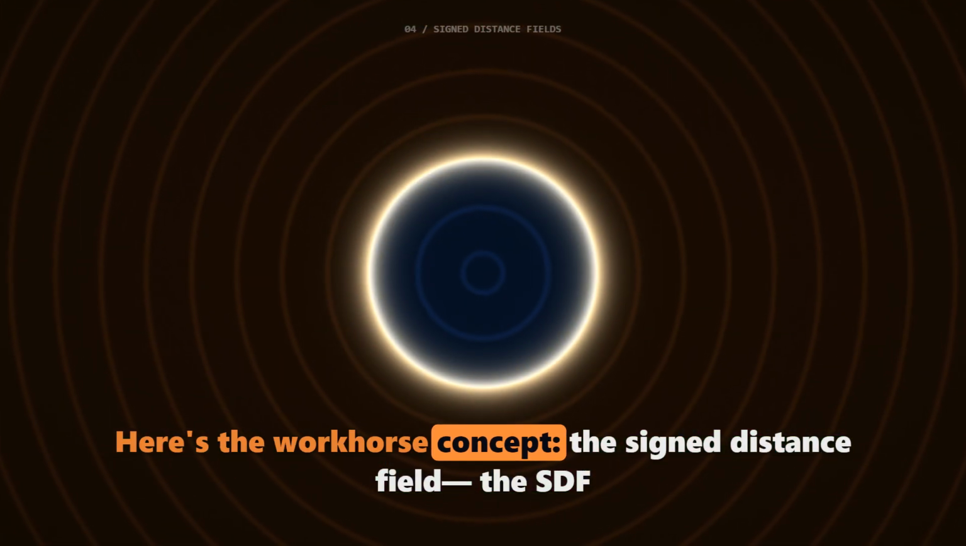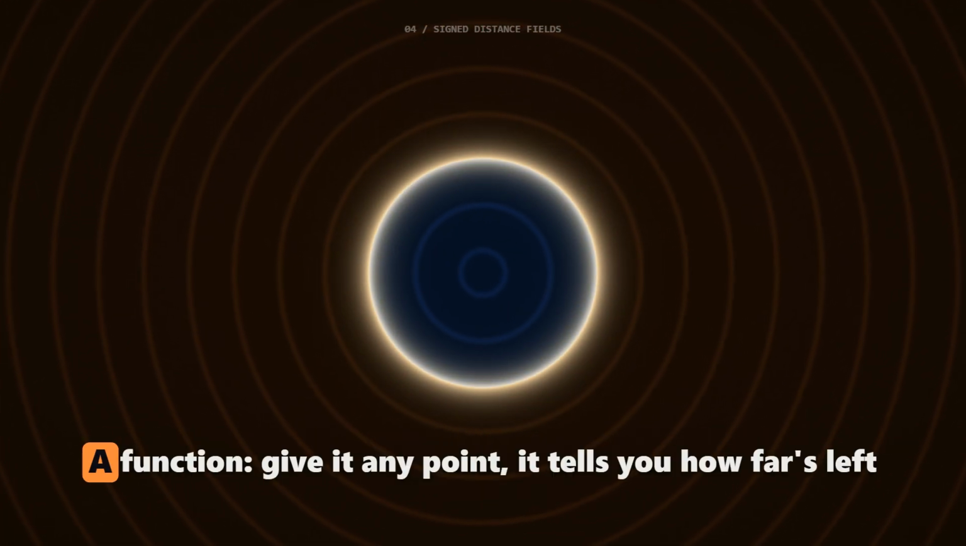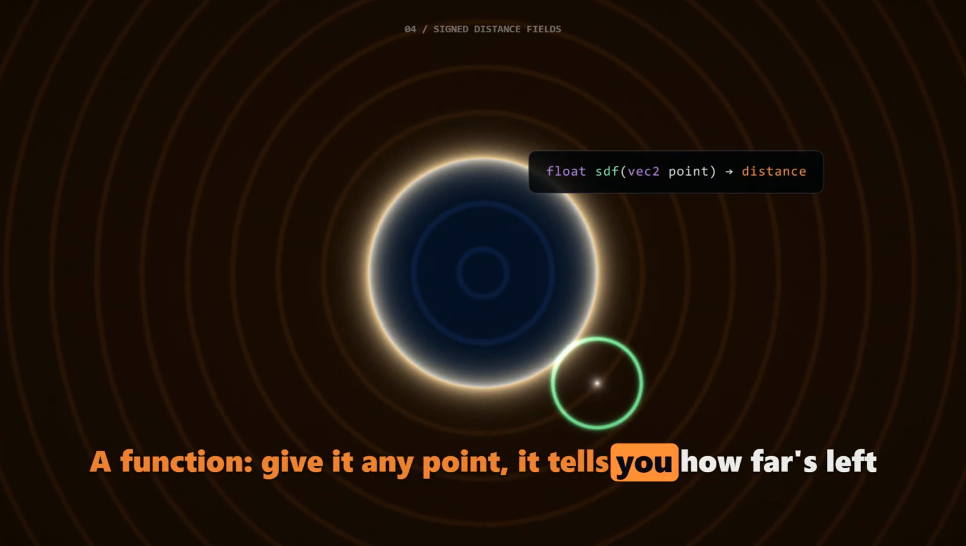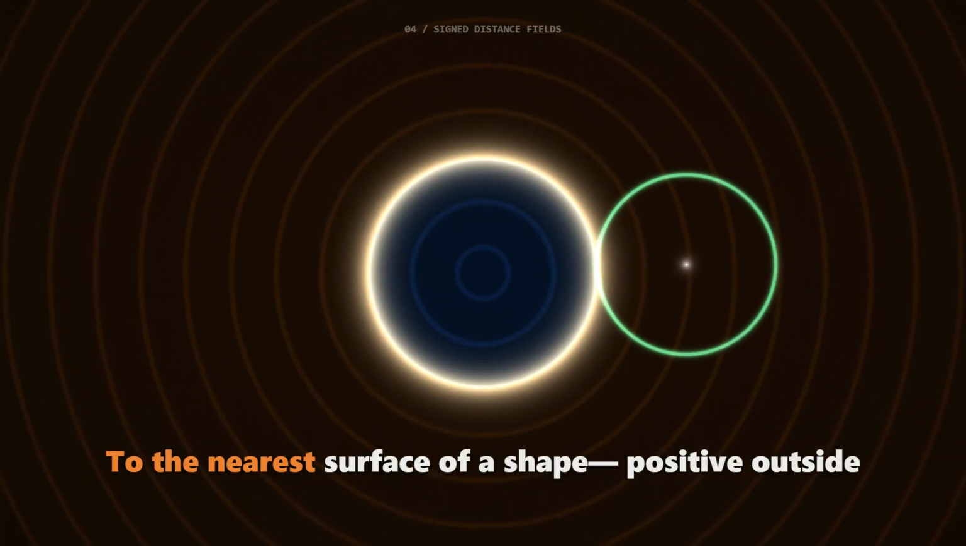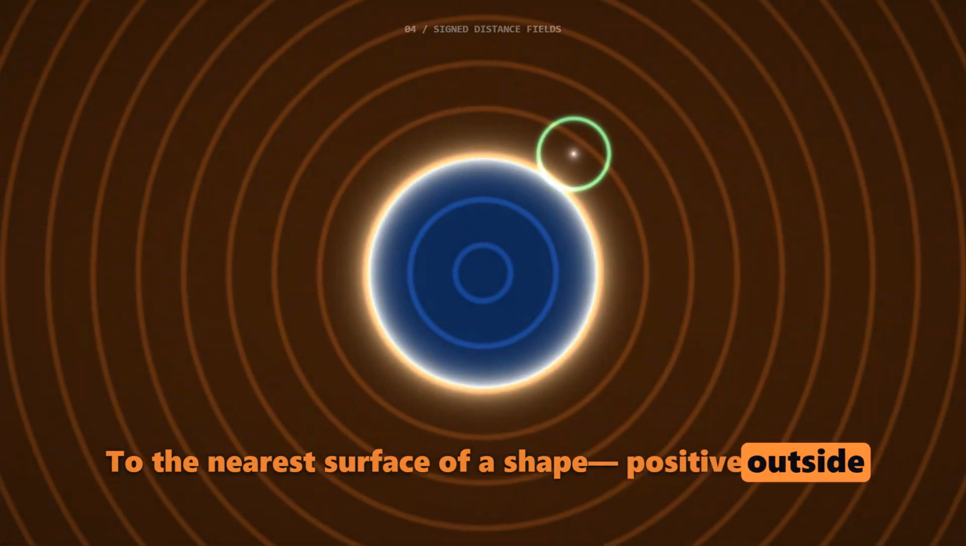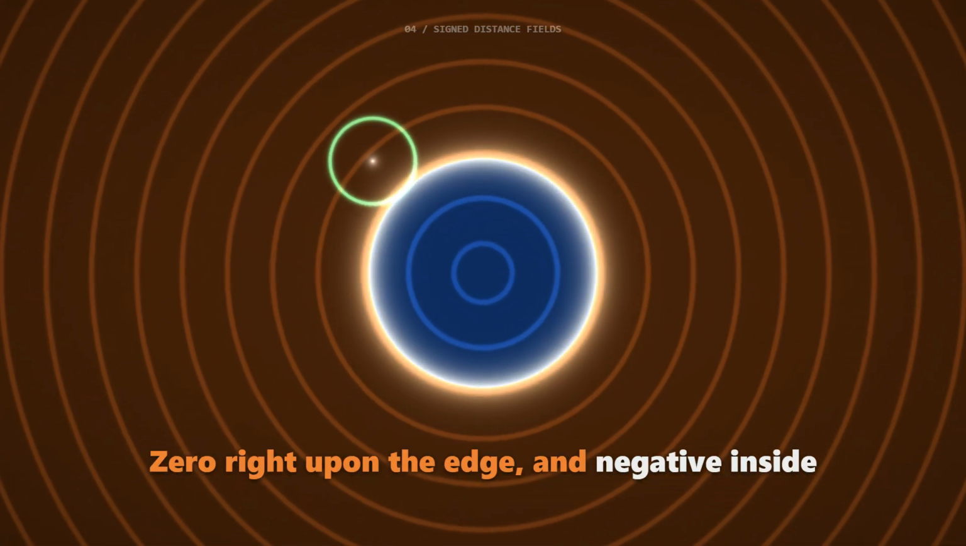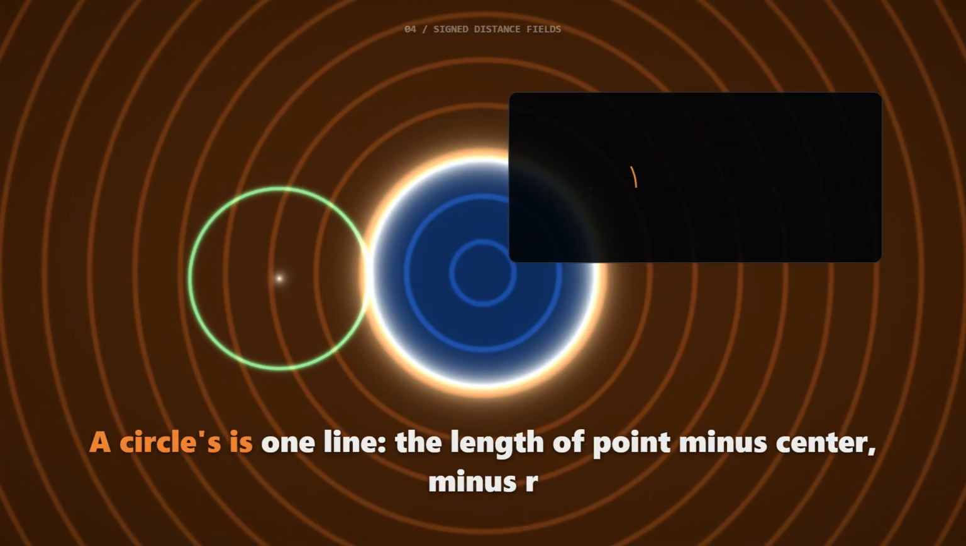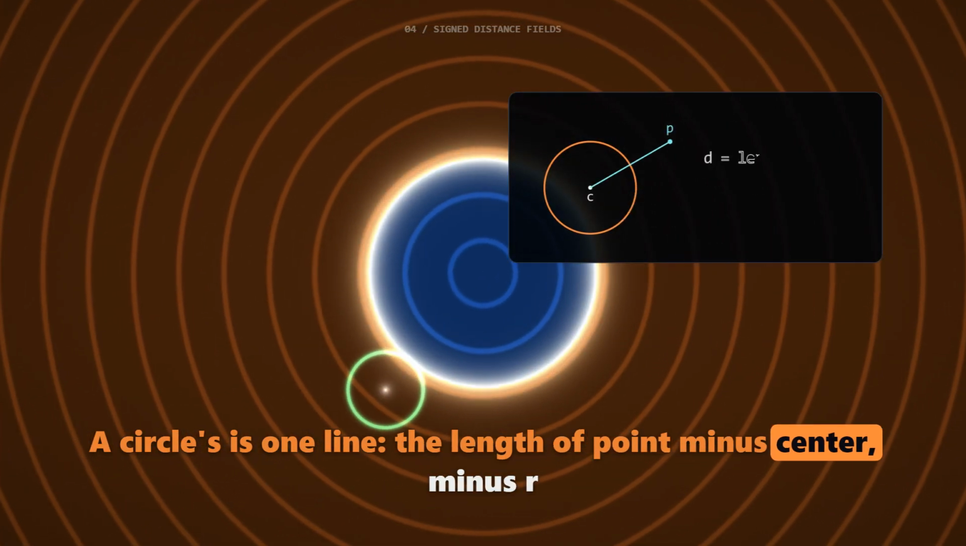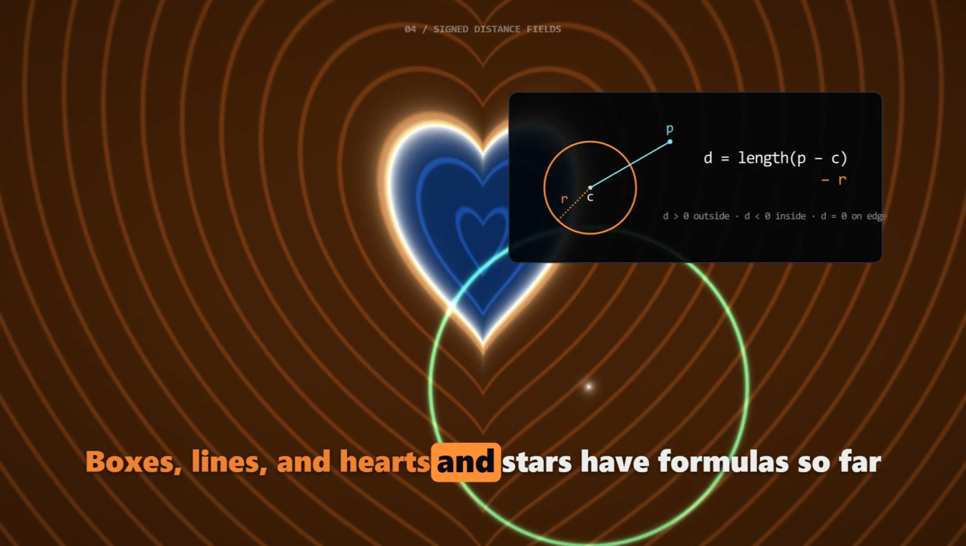Here's the workhorse concept, the signed distance field, the SDF. The function: give it any point, it tells you how far it is to the nearest surface of the shape. Positive outside, 0 right upon the edge, and negative inside. A circle is one line, the length of point minus center, minus r. Boxes, lines, and hearts and stars have formulas.